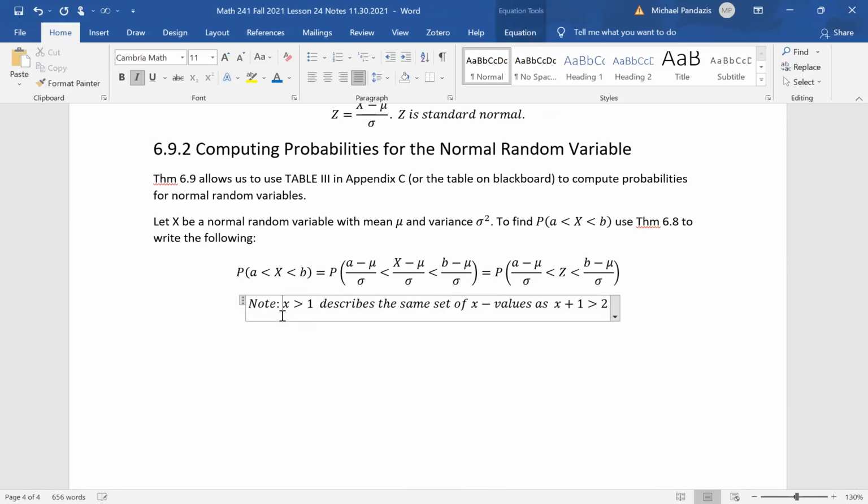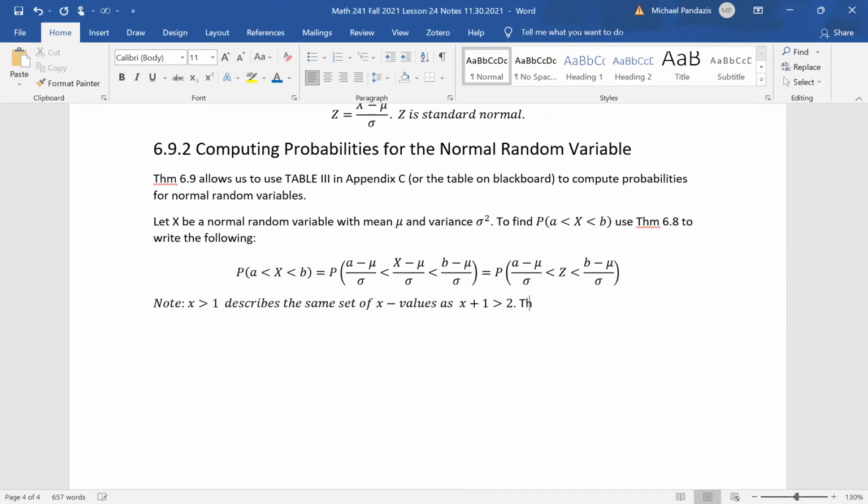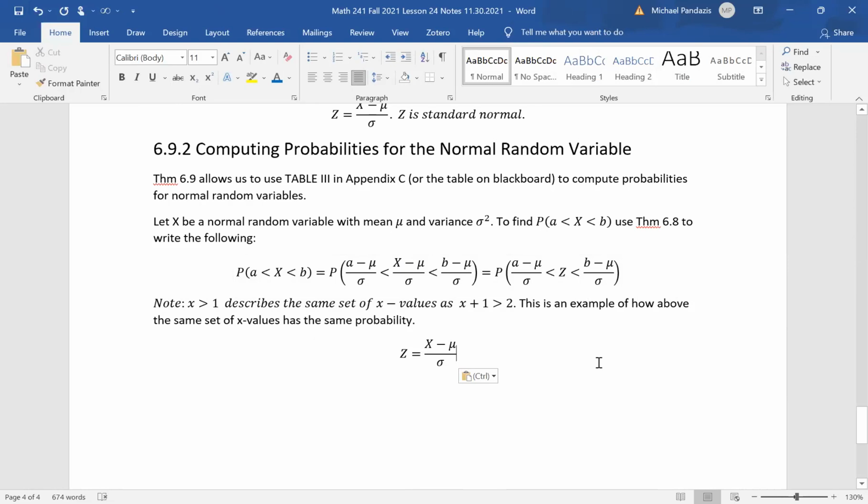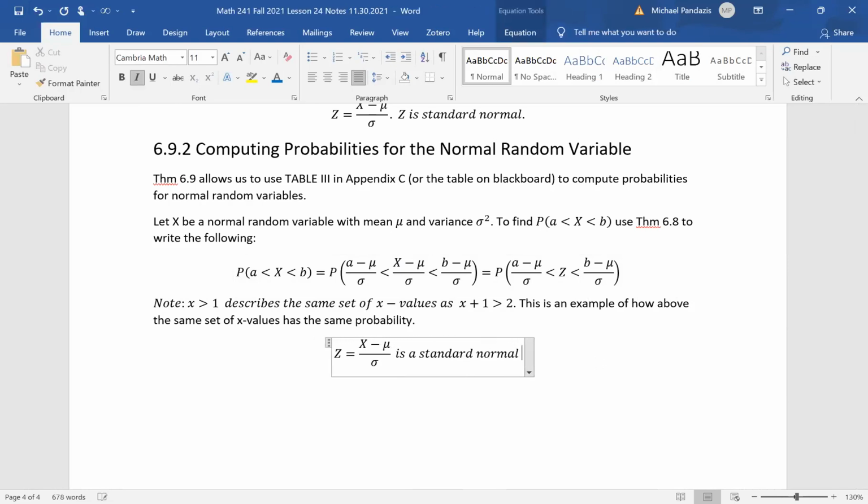So this is an example of how above the same set of x values has the same probability. Okay. So here z, the random variable z, is x minus mu over sigma. And so this is a standard normal random variable.